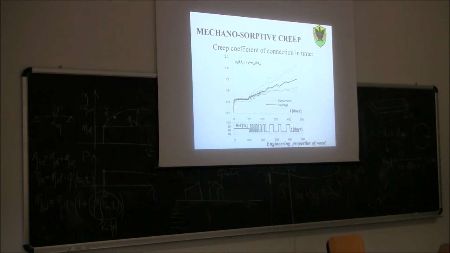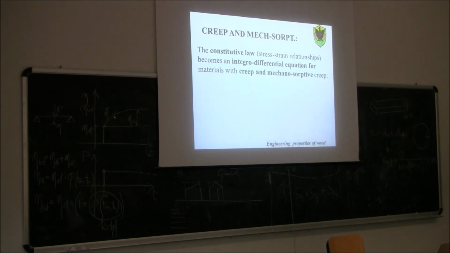For this connection, you can see that as long as the relative humidity was constant, we found the normal creep behavior, and then when we started doing the cycle of moisture content, you can see that we have an increase in creep coefficient. Of course, you can see quite a significant scatter of curves here, but if you take the difference between the averages, this difference is called mechanosorptive creep.